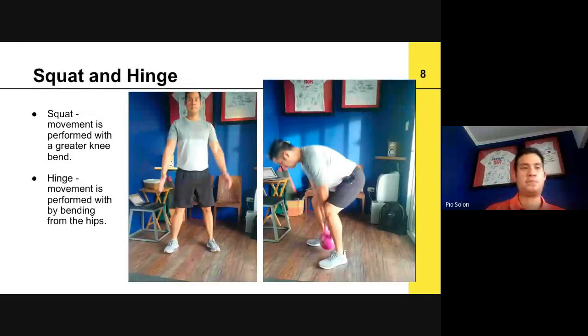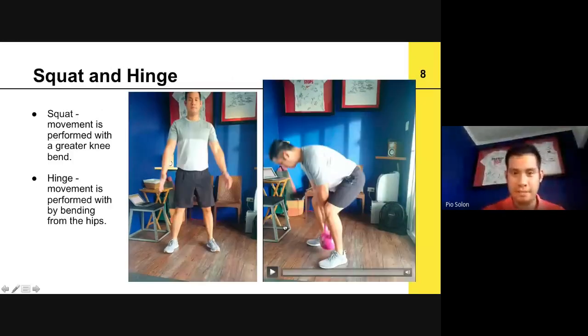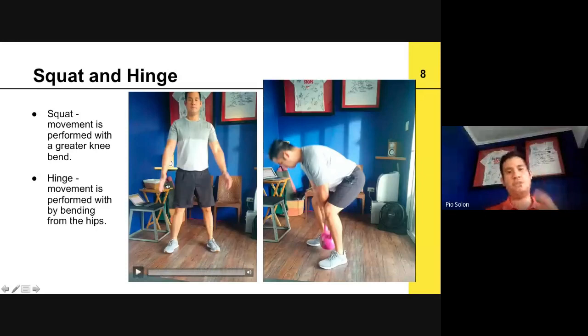So the first movement we're going to look at is the squat. A squat is a movement performed with a greater knee bend. A hinge is a movement performed by bending from the hips, not from the back, but from the hips. So I'll show a video.